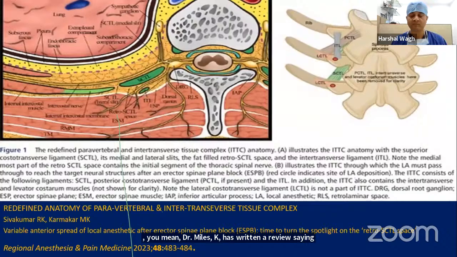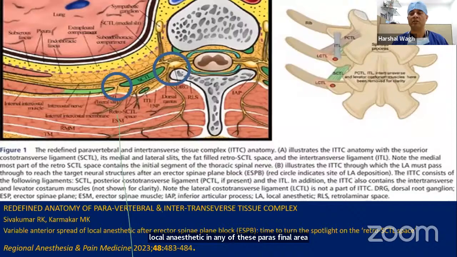But as people have studied the area of the paravertebral block, they've started to realize that there are important changes or redefinitions of the anatomy of the paravertebral space. Most importantly, what they call a medial slit and a lateral slit around the superior costotransverse ligament. This is probably what is important for the local anesthetic to seep through when you're putting local anesthetic in any of these paraspinal blocks, which are above the superior costotransverse ligament.